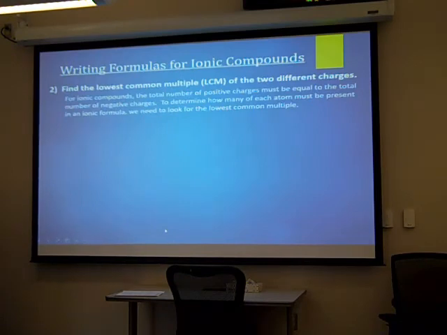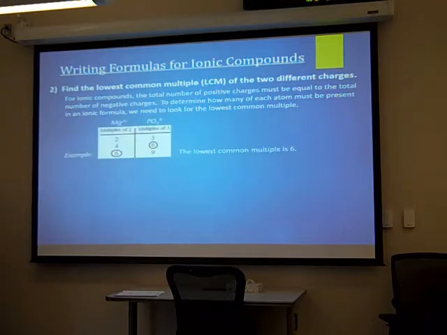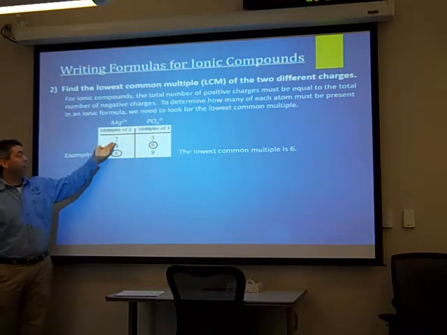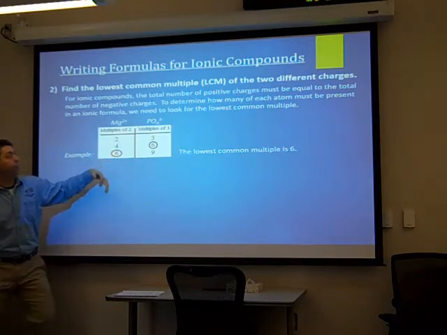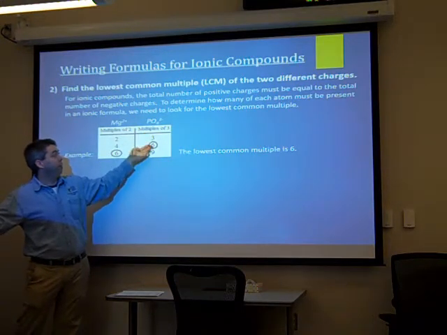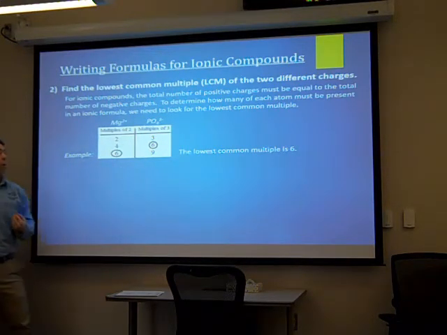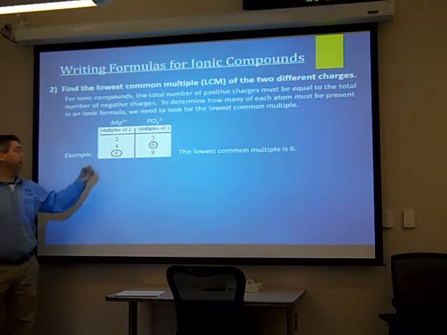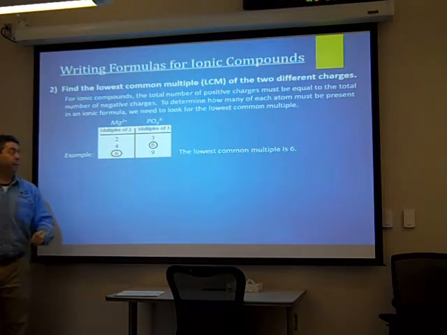Next, find the lowest common multiple of the 2 charges. Multiples of 2 are counting by 2s. So for magnesium, multiples of 2 are like 2, 4, and 6. For phosphate, multiples of 3 are like 3, 6, and 9. The lowest multiple they both have is the 6.